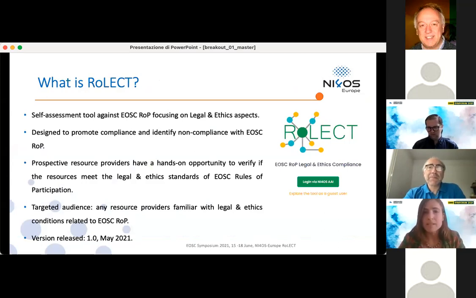So RoLECT is a self-assessment tool, not a legal advice. It is designed to promote compliance and identify non-compliance with EOSC rules of participation. Prospective resource providers can verify by themselves if the resources meet the legal and ethics standards of EOSC rules of participation. And this tool is addressed to any resource providers that are familiar with legal and ethics notions of EOSC rules of participation, but they are deprived of a legal expertise. This is the first version released in May, and we hope that it will be endorsed by EOSC governance. Next slide, please.